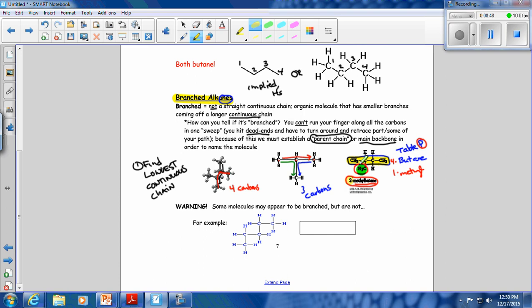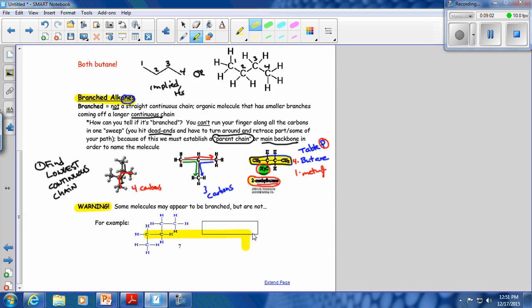We got a warning down here. Some molecules may appear to be branched, but they actually are not. So take a look at this example. If we find the longest continuous chain, 1 C to the 2nd C to the 3rd to the 4th to the 5th. Because we're taking all these right-handed turns, turning upwards as well, you might look at it and think that it's branched, but in actuality it is not.